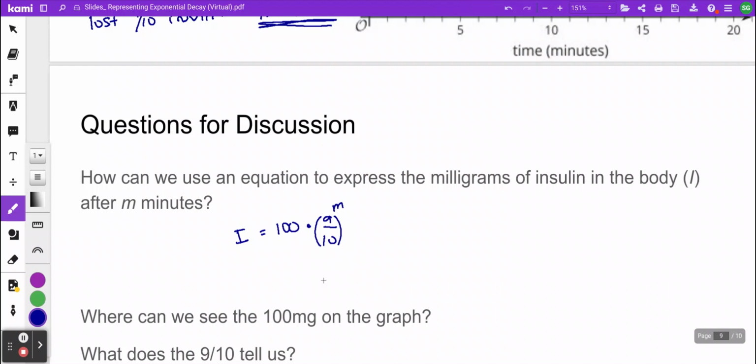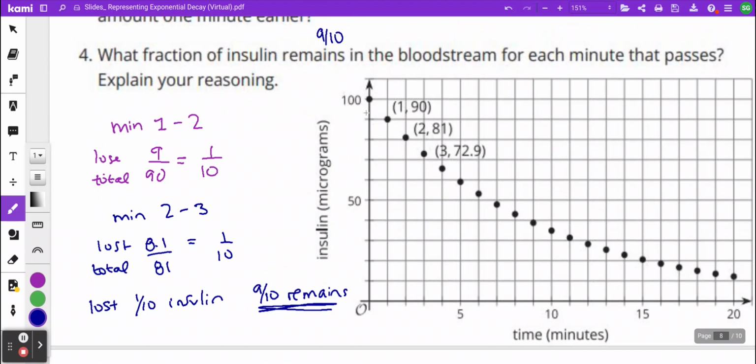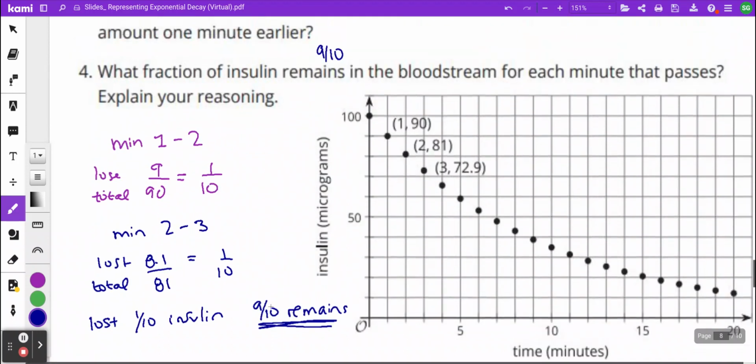If you are given a question to write an equation from a graph, where are we getting these numbers? Well, we said 100, I can see that on the graph as my y-intercept. And then that 9/10, that took a little bit of calculating, right? That was this fraction we were calculating, looking at how much insulin had left. So from 100 to 90, that's 10. That's decreasing 10 out of our total 100. And then we did it a couple times just to confirm we had the correct fraction.